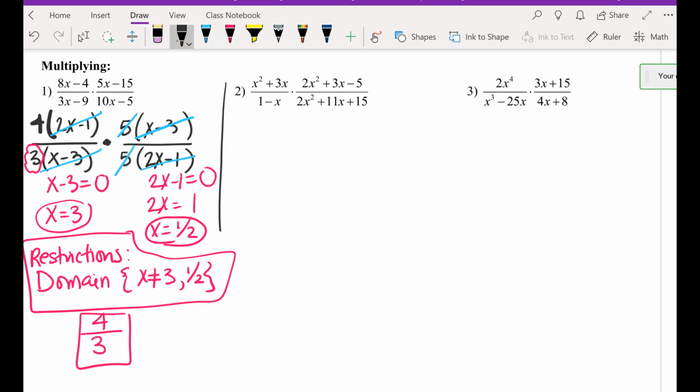Example 2. Guess what you're going to do first? Factor. Perfect. Grace, the first numerator, is it factorable? If so, what are you going to do? Factor out x. Good. What's left? X times x plus 3. Beautiful. The denominator at the bottom, I'm going to rewrite it in order of degrees. That means I want to rewrite what first? Negative x first. Okay.